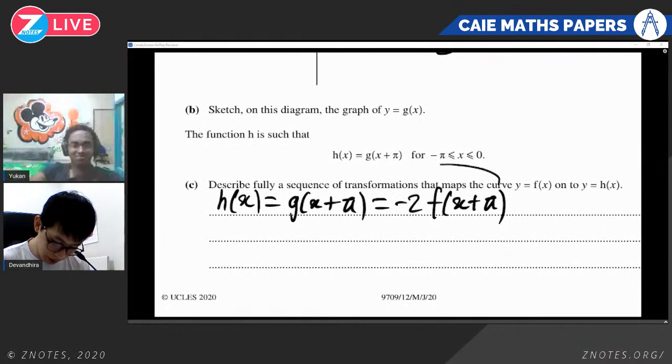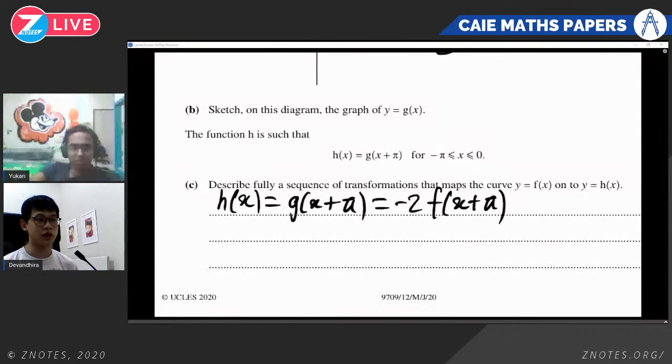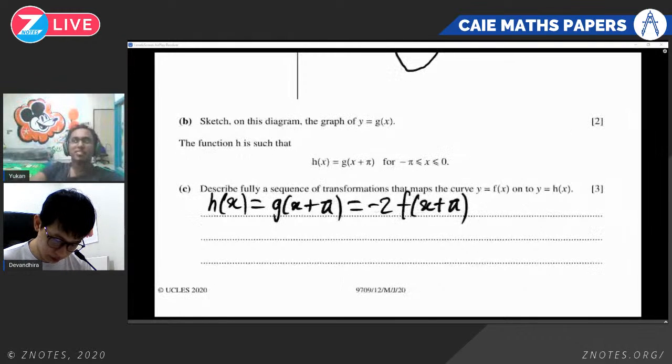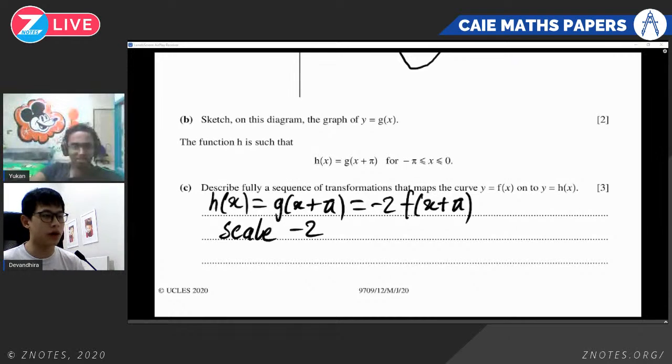So how do I go from here to here? What do you think? f of x to h of x. So we would have to enlarge the sine graph by a scale factor of two, right? So scale by -2 or 2? I think it's better to say -2. Yeah, scale by -2.